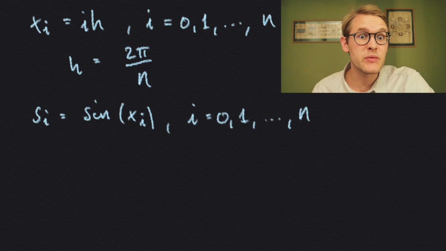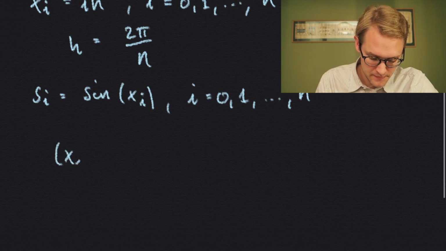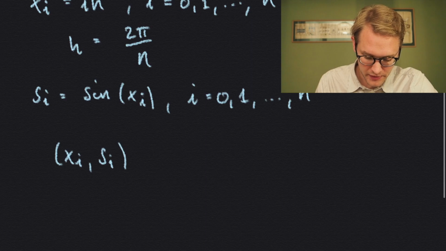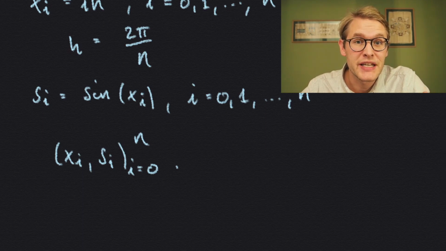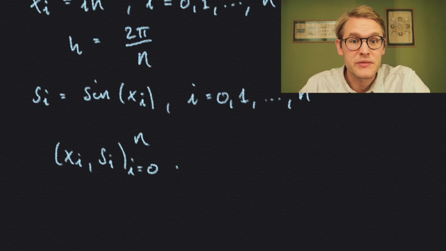Mathematically, what we have is a sequence of points x_i and s_i, where i goes from 0 and all the way up to n. So the x coordinates constitute a mesh or a grid, and each point that we pick on this grid is called a node. So the discrete representation of the sine function from 0 to 2 pi would consist of this mesh of x values and also the values of the sine function at these nodes. And the parameter n is usually referred to as the mesh resolution. So if we have a high n, we have many points, we have a high resolution.